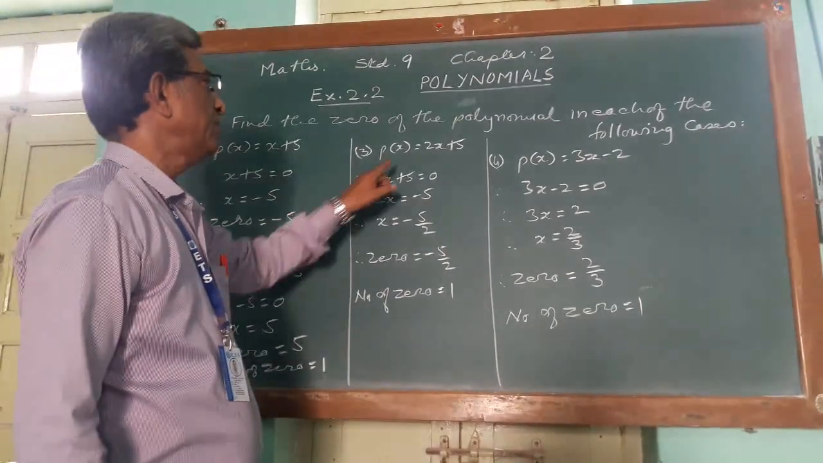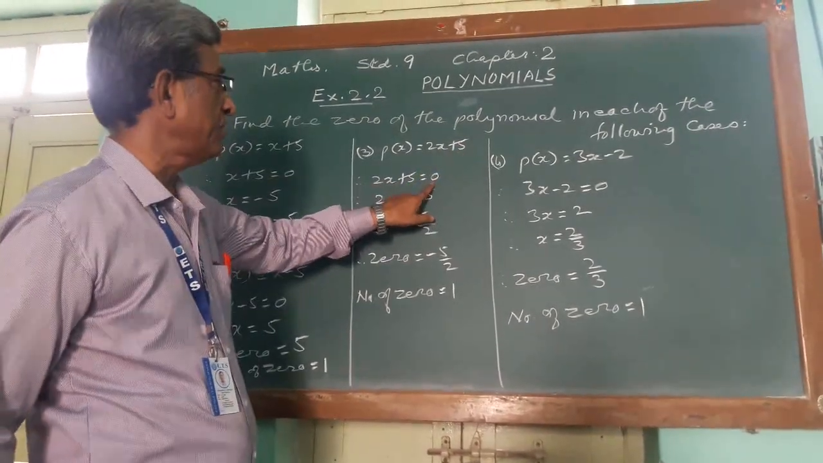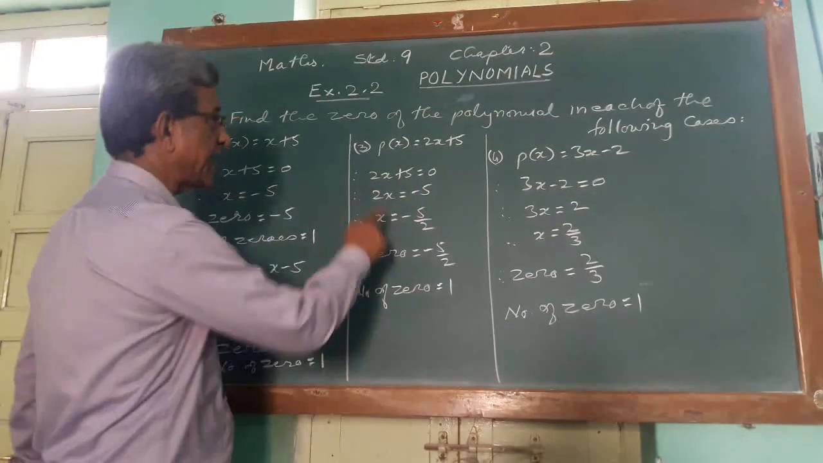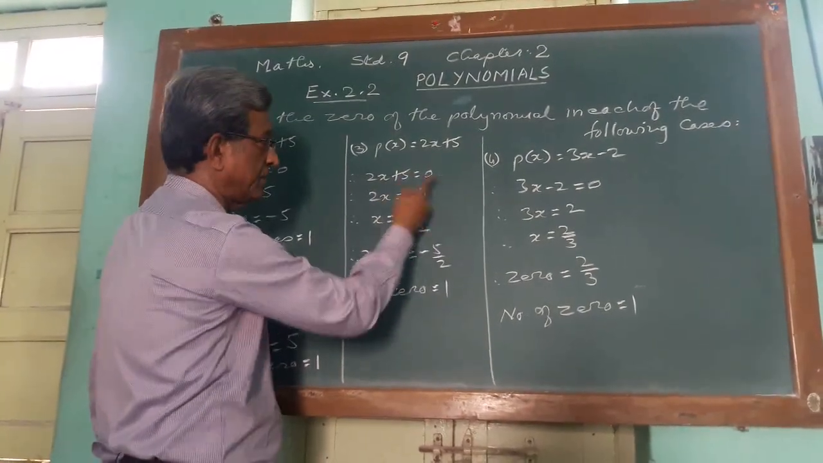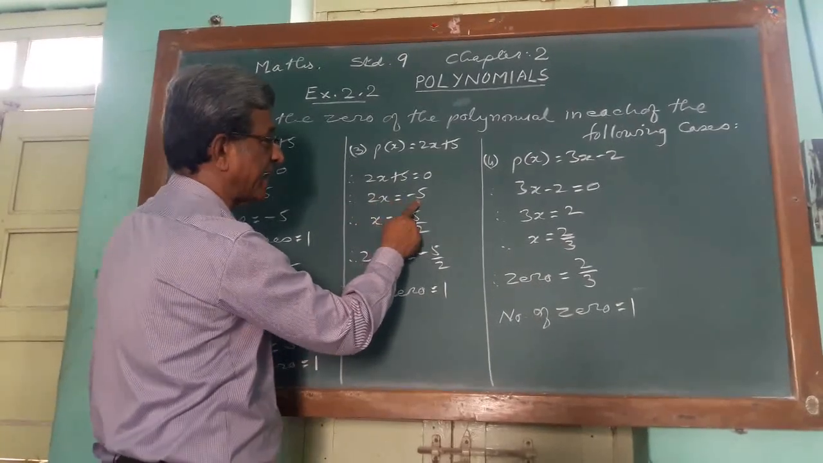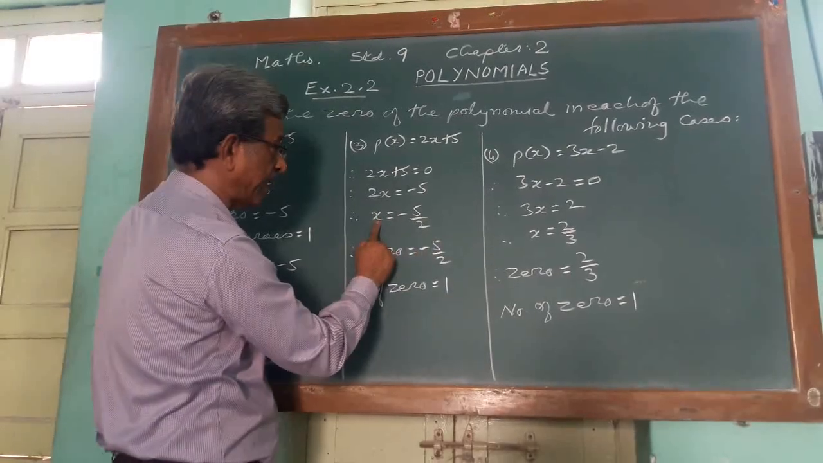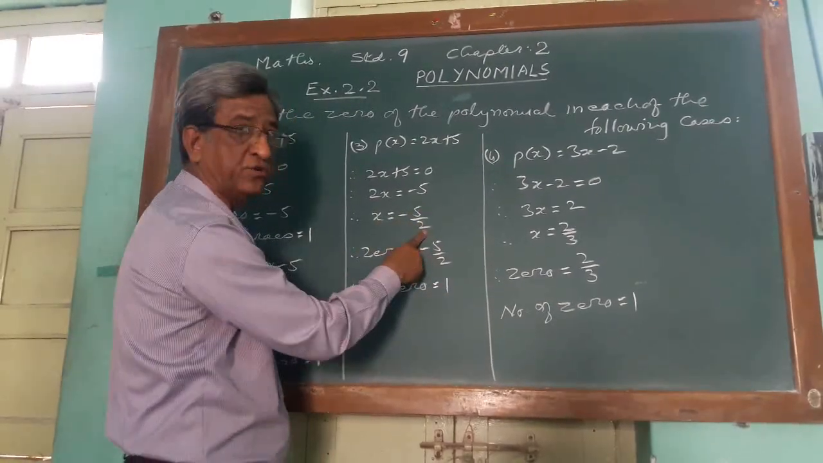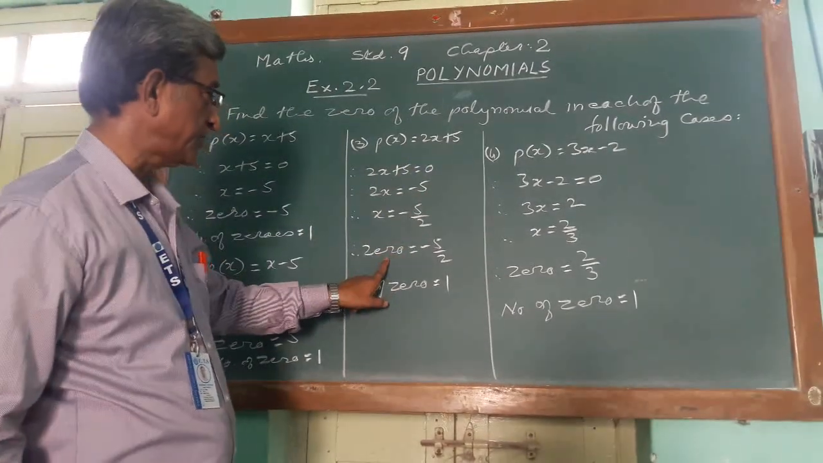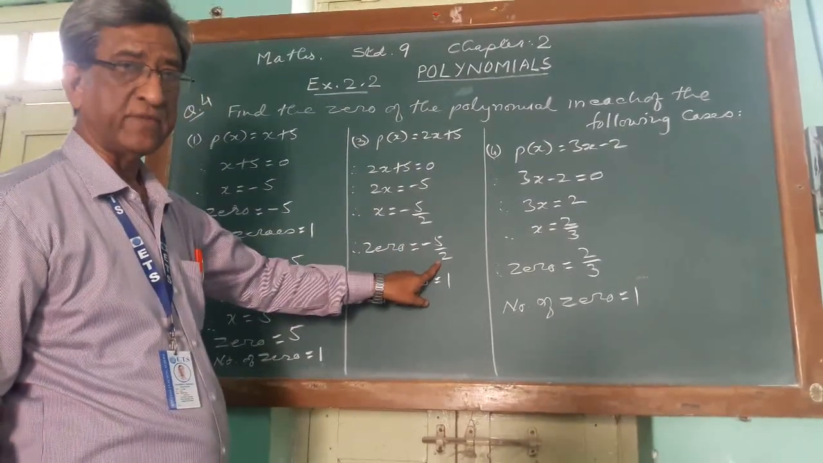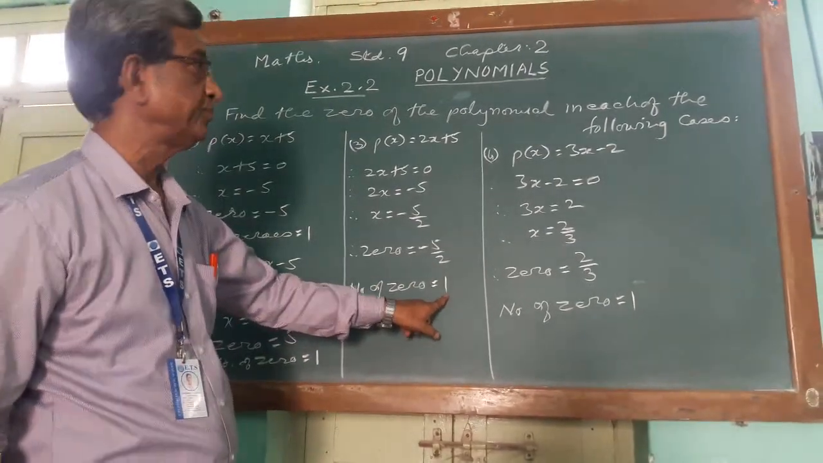Third, p(x) is equal to 2x plus 5. Let the given polynomial equal to 0. So 2x plus 5 equal to 0. Take 5 on the other side. That will give you 2x equal to minus 5. Take 2 also on the other side. That will give you x equal to minus 5 upon 2. So zero of the given polynomial 2x plus 5 is minus 5 upon 2. As there is only one zero, number of zeros equal to 1.